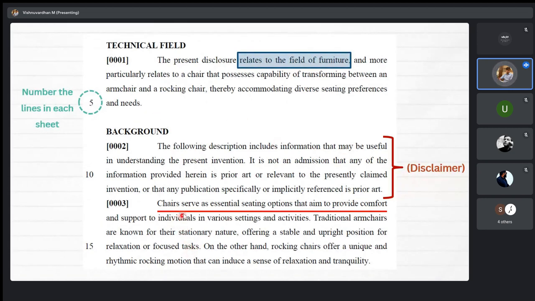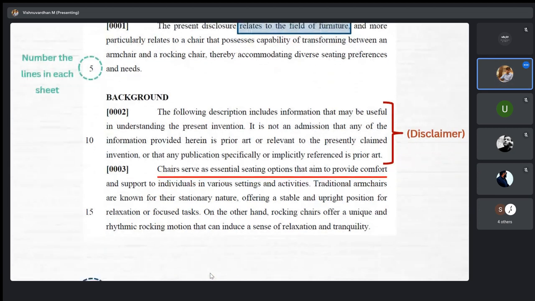Okay. So chairs serve as an essential seating option that aim to provide comfort and support to individuals in various settings and activities. So pretty much what have they done? They've just defined what is a chair, right? Now listen to what they're saying. They're saying that traditional armchairs are known for their stationary nature. So they're talking about normal armchairs that you sit on. Cool. On the other hand, rocking chairs offer a unique and rhythmic rocking motion. So you can already understand in the background, they're talking about armchairs and rocking chairs. So you can already assume that they're going to try and combine both of them. Okay, let's see how they do it in this invention.